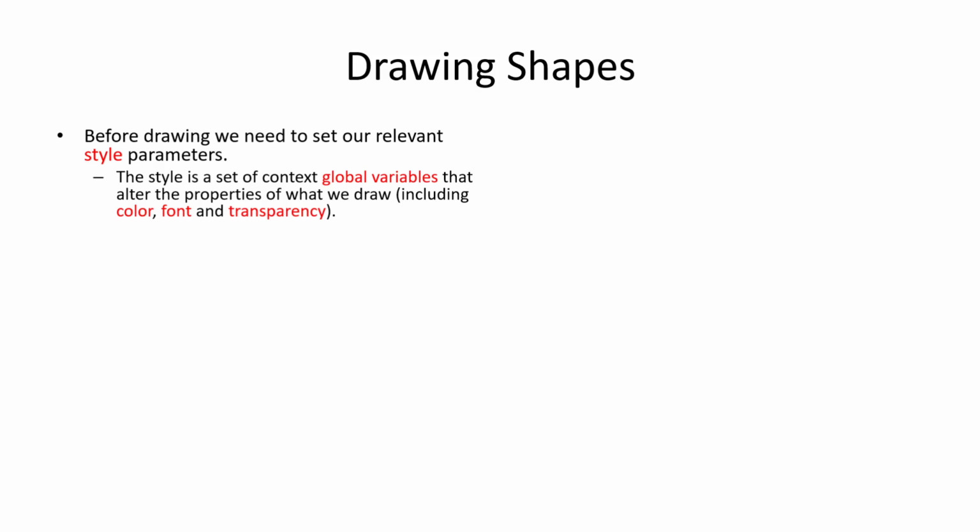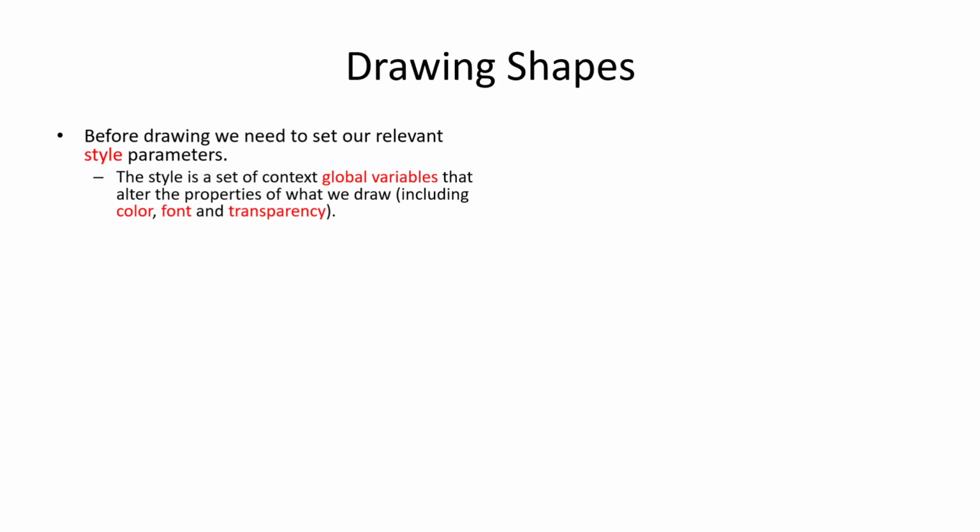Now, drawing to the canvas requires us to set certain things, like maybe we want to know what color we want to draw, how thick a line we want to draw, various things like that. Maybe we're writing text, we want to know what the font is. All of these different parameters we call style parameters, and that is the style of the drawing, and it's similar to the style that we might use in other HTML elements.